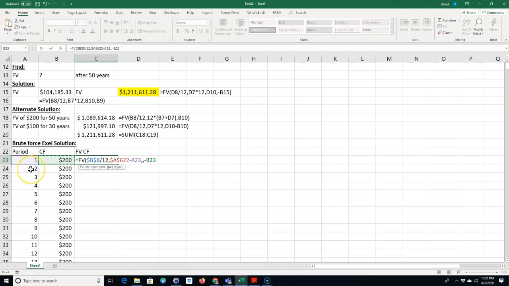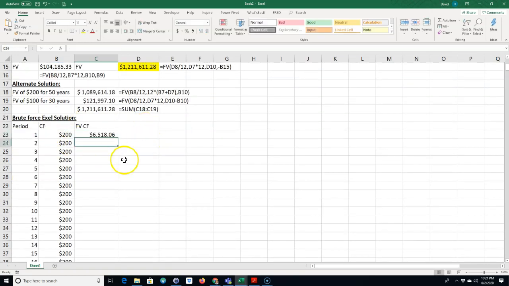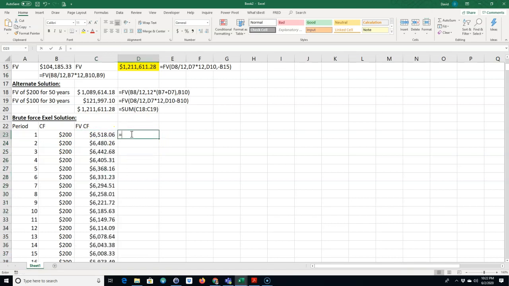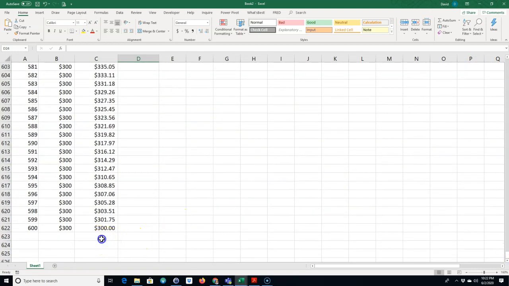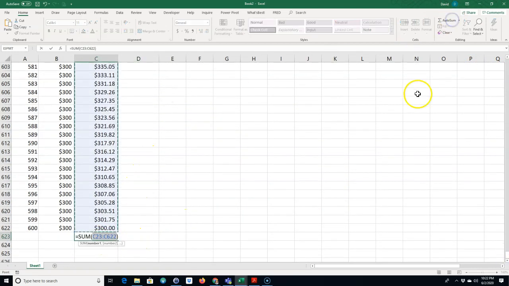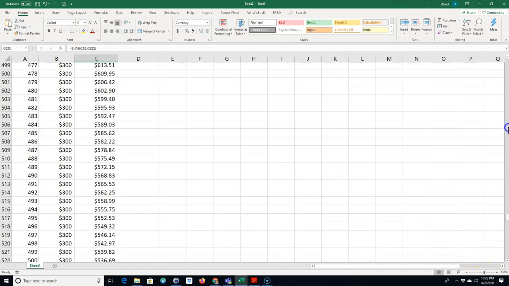So the next one is going to be 600 minus 2, so it's going to go 598 periods. And then it's always going to point to the 7%. And you can click this, and then we can just copy this down. It's going to do every one. Let me put the formula in here. And so now all you have to do is go down to the bottom, and if we did it right, let's see if this worked. I'm going to sum it, and I have the same answer, 1,211,611.28, which is the same thing we got here.